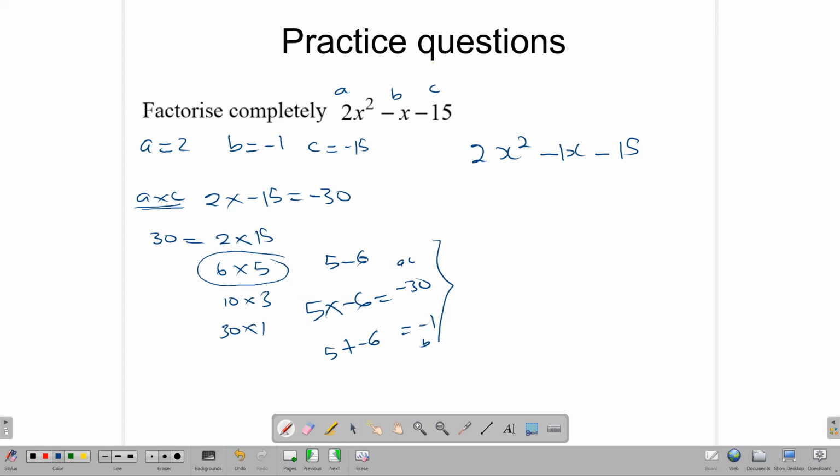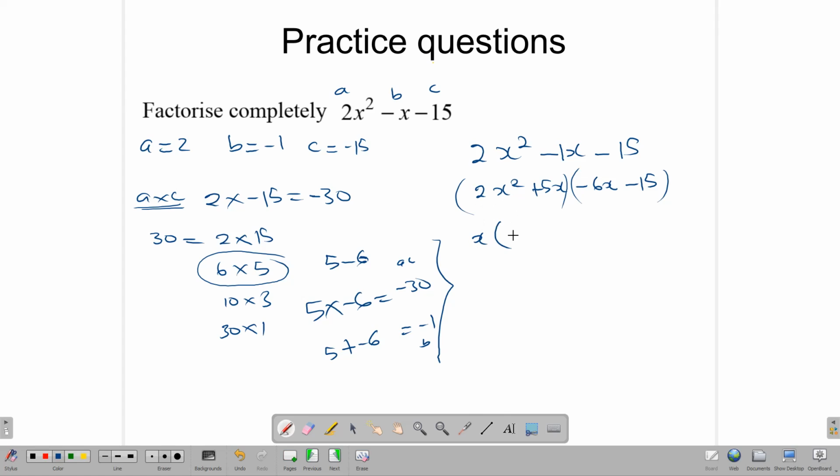Now let's get to factoring it out. So here we're going to split it and say 2x squared plus 5x minus 6x minus 15. And here, in our first bracket, the only thing that's common, we're going to put those two together. The only thing that's common here is x. So we write down our x and we factor it out.